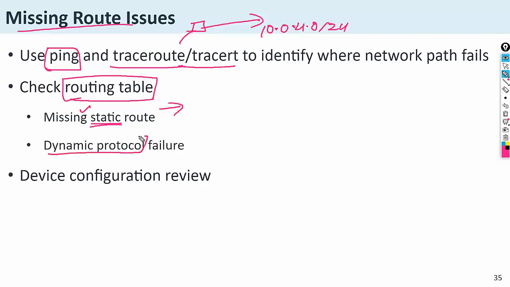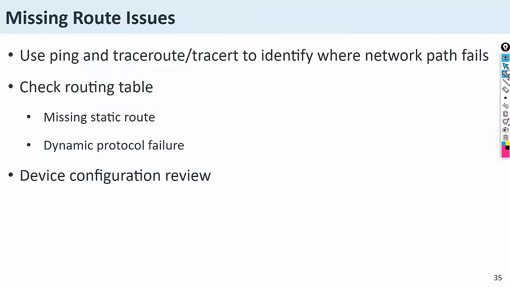If there is a dynamic protocol like RIP, OSPF, EIGRP, it is necessary to check whether they are communicating or not, and whether they are creating the table or not. So you need to configure or have a look at this. Then check the device configuration, like whether you have provided the DNS server and gateway server or not.